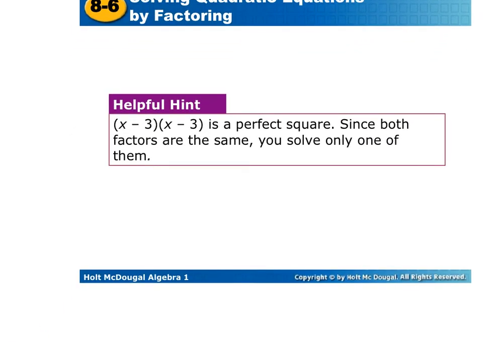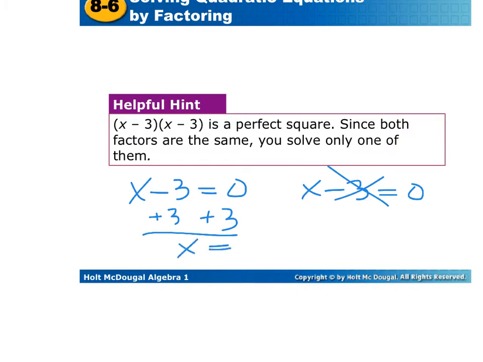Now, helpful hint, when you see that it's a perfect square, since both factors are the same, just solve one of them. You don't have to show me x minus 3 equals 0, x minus 3 equals 0. Once you see that you get the same factor, just do it one time and then solve it once. Everybody understand what I'm saying? You don't have to do it 2 times. If you want to, you can, but you don't need to.